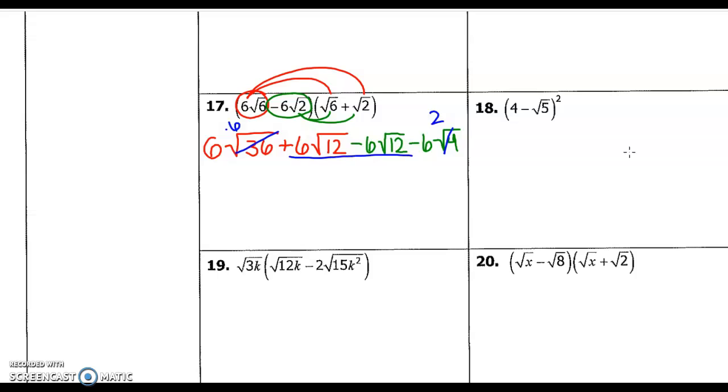I've got two groups of radical 12s right there that actually cancel out, right? 6 minus 6, so those are going to cancel. So 6 times 6, I have 36. Minus 6 times 2 is 12. 36 minus 12 is 24.